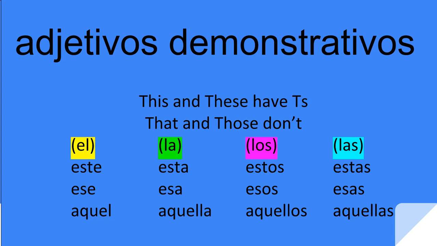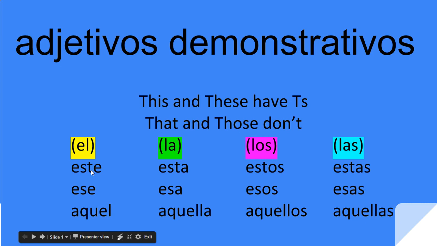Here's a simple rhyme you should keep in mind. This and these have T's, that and those don't. So when we want the word this or the word these, it should have a T in the word. And if we don't want this or these and we now want that or those, there's distance from us, we can no longer touch it, we drop the T.